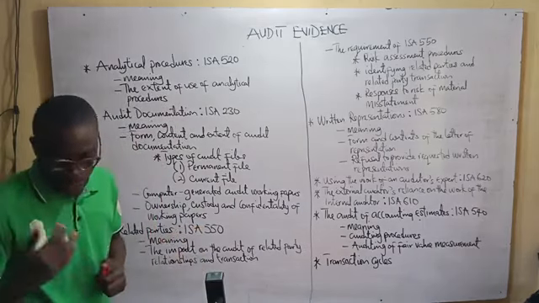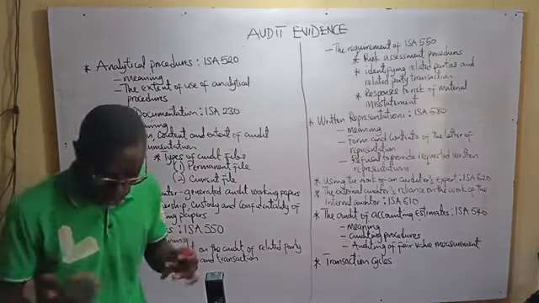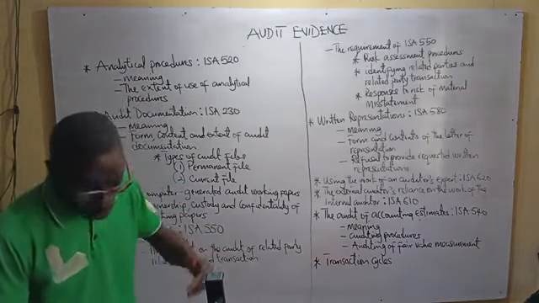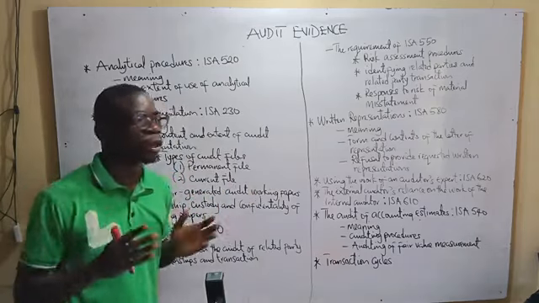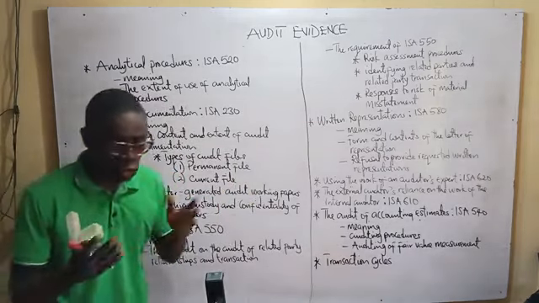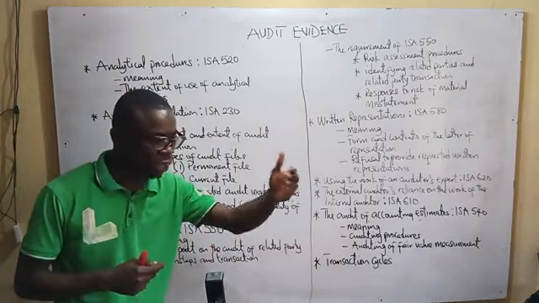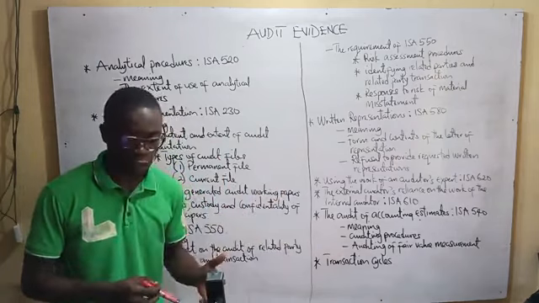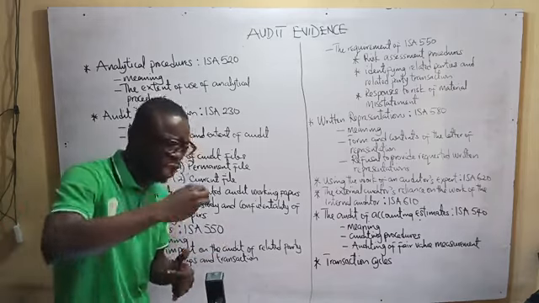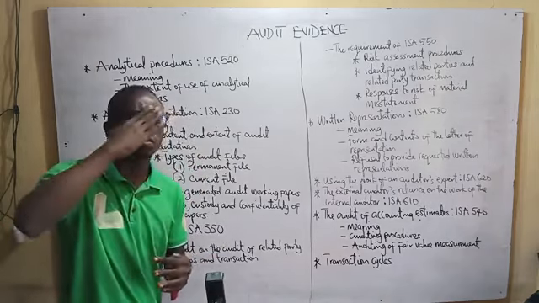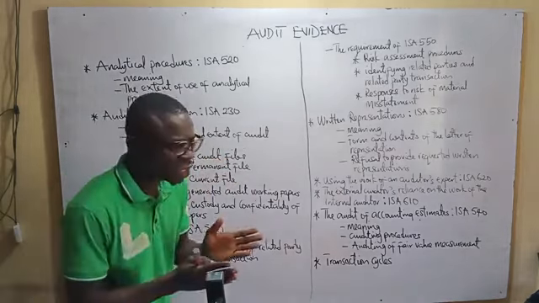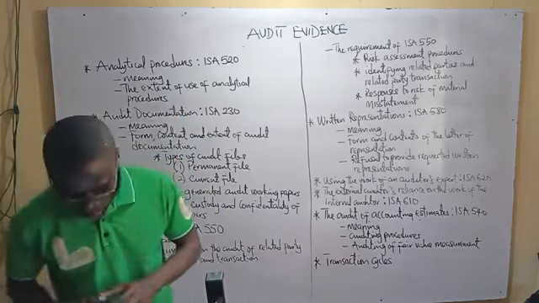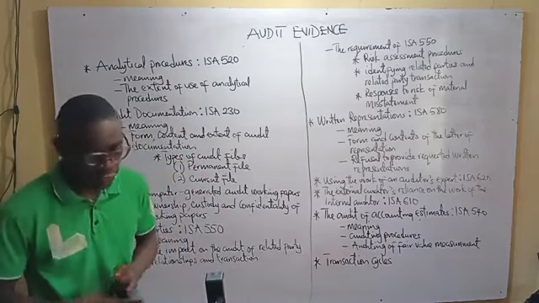So analytical procedure is actually concerned with investigation of changes away from the usual trend. You can see the trend at which the revenue is increasing. Now the auditor can ask the question, why is this pattern moving away from the usual trend? So it's concerned with investigating.